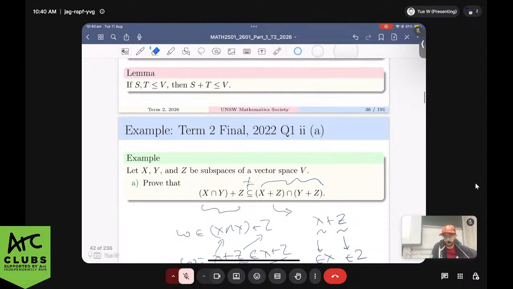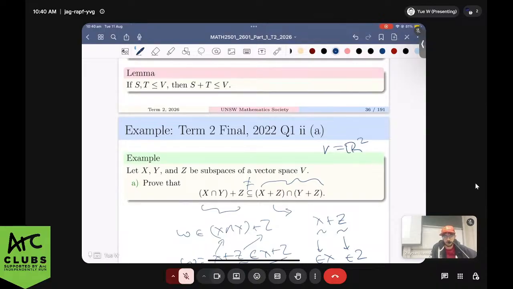Now, if you want an example of a vector space, the most intuitive space is like R2 or something. That's pretty obvious. Just try something simple, right? So we'll set V to be R2. And now we need subspaces X, Y, Z of V. One thing to know is the only subspaces of R2 are just lines through the origin or all of R2.